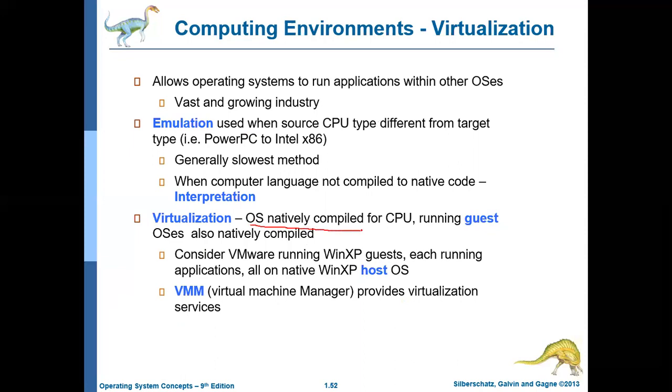The OS natively compiled for a CPU is running a guest OS also natively compiled. Natively compiled means, for example, your computer is running a Windows operating system, which is compiled for a particular processor, and it is also running another operating system as a guest operating system. Then you can call it virtualization. And normally, virtual software is maintained by a software called VMware.